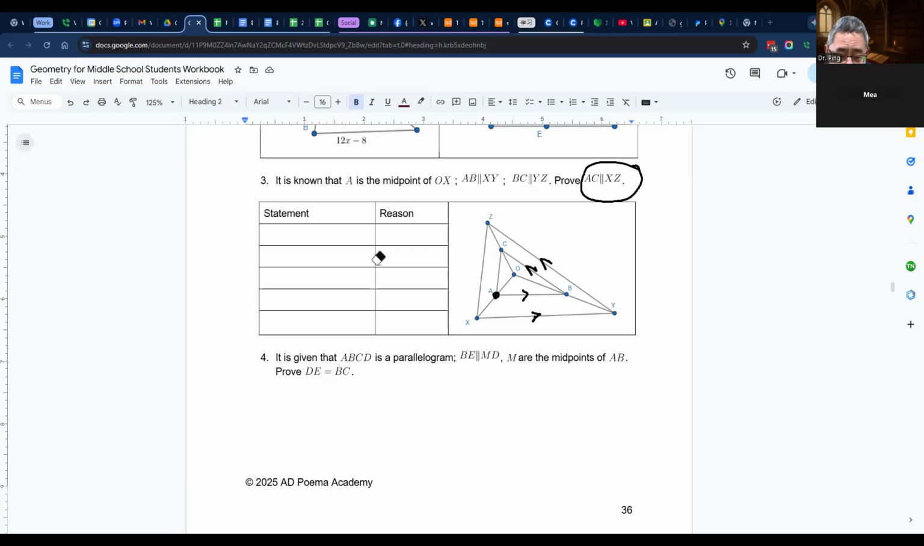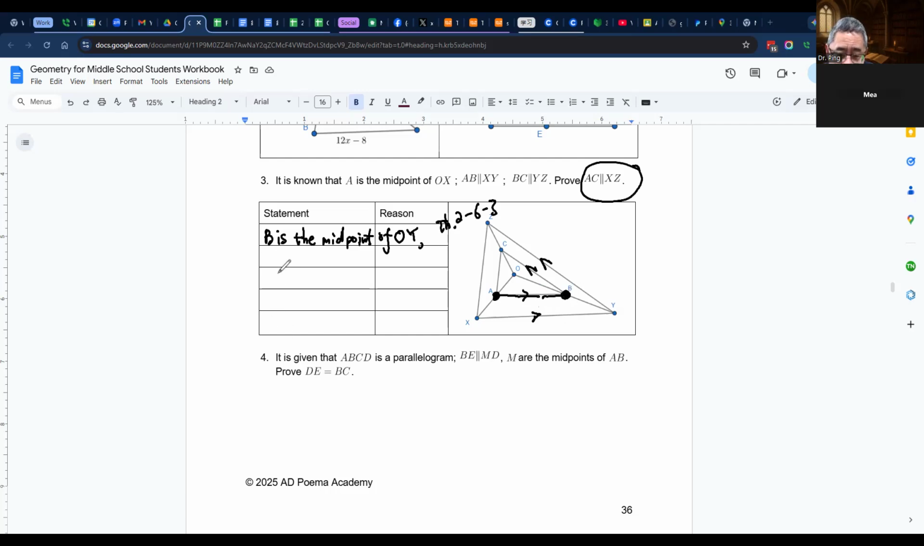Well, we know that B will be the middle point. So B is the midpoint of OY, and that's our theorem, Theorem 2-6-3, which says that if you had a middle point here and draw a line parallel to that, then this will go to the middle point.